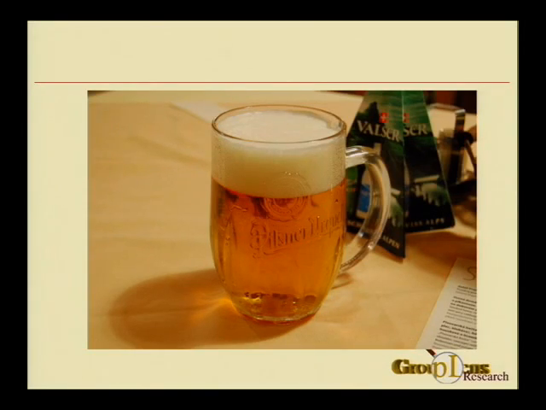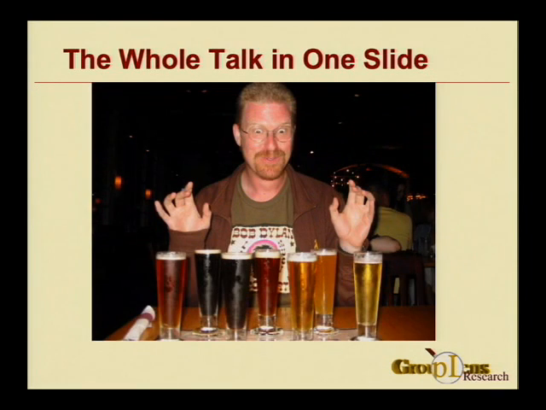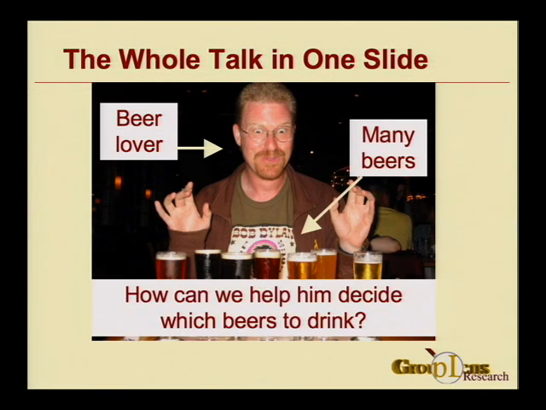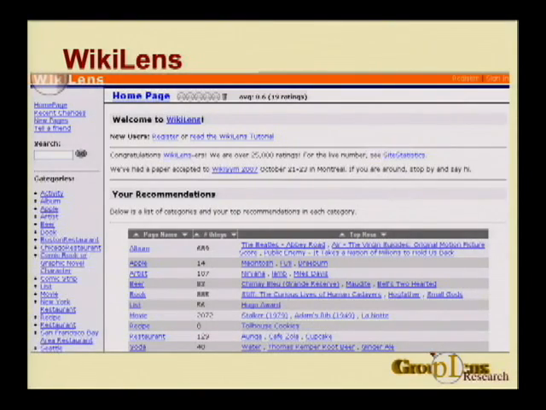This talk is about beer. Yes. Finally. Actually, it's about a beer lover confronted with many beers. And we try to answer the question, how can we help him decide which beer to drink? The answer that we propose is WikiLens.